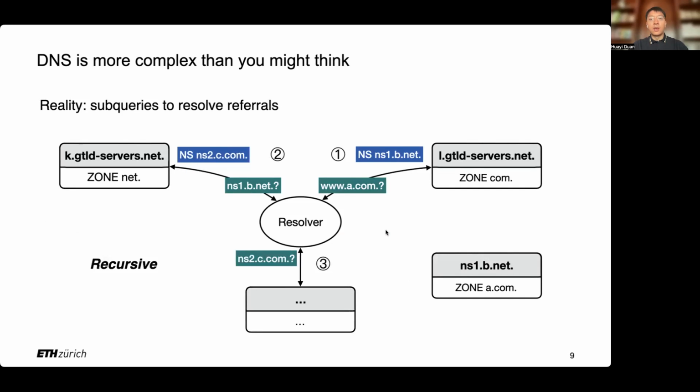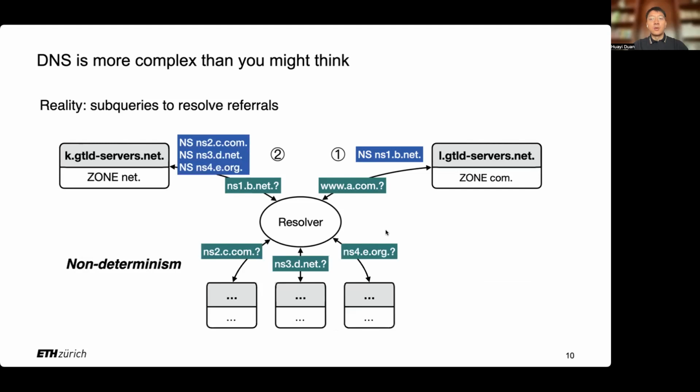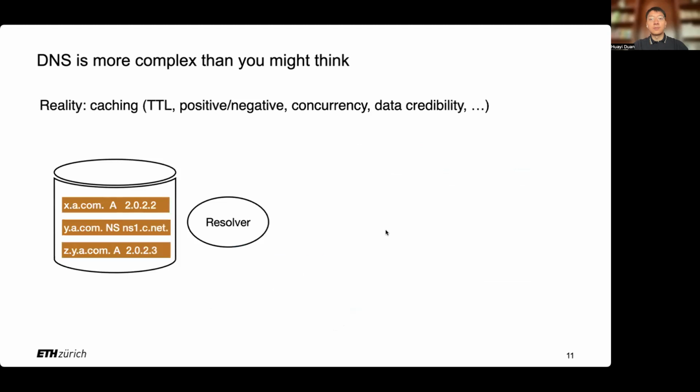For example, if the address of server NS2 to SIGCOMM is unknown in step 2, the resolver has to send even more additional queries. Also, a response can contain multiple NS records, and then the resolver has to decide which server to ask. This is a form of non-determinism in DNS.